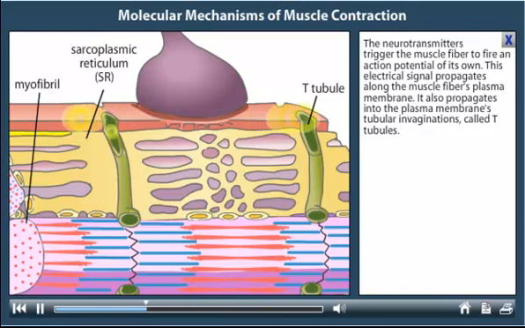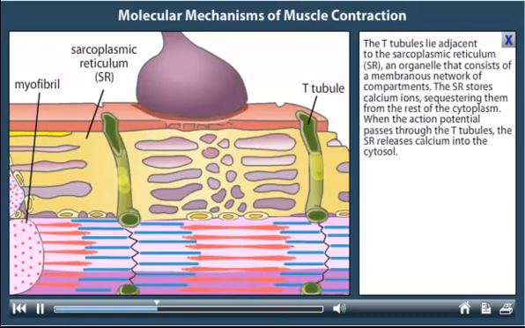This electrical signal propagates along the muscle fiber's plasma membrane. It also propagates into the plasma membrane's tubular invaginations called T-tubules. The T-tubules lie adjacent to the sarcoplasmic reticulum, an organelle that consists of a membranous network of compartments. The SR stores calcium ions, sequestering them from the rest of the cytoplasm.